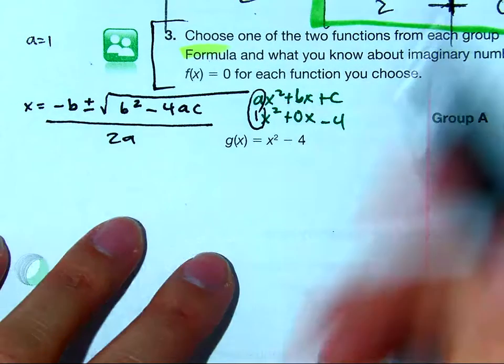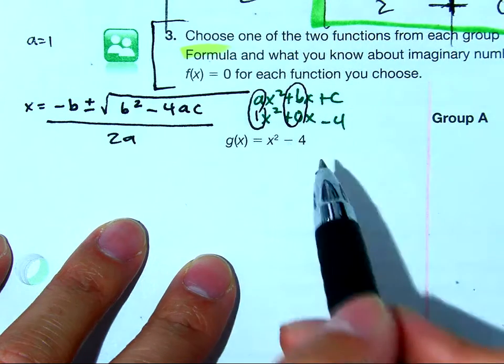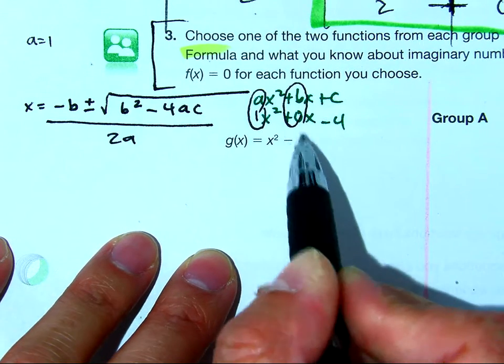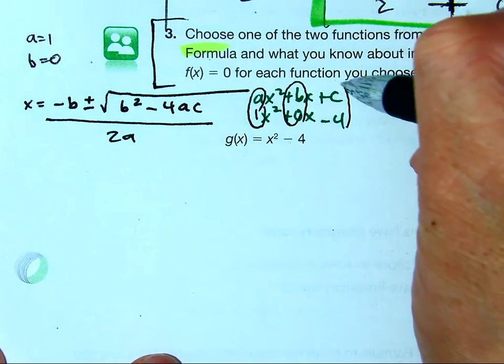Class, what's my b value? The student who doesn't pay attention, they'll think that the b value is negative 4 because they think that just comes next. But you're missing something. So b is 0. And my c value, class, is negative 4.